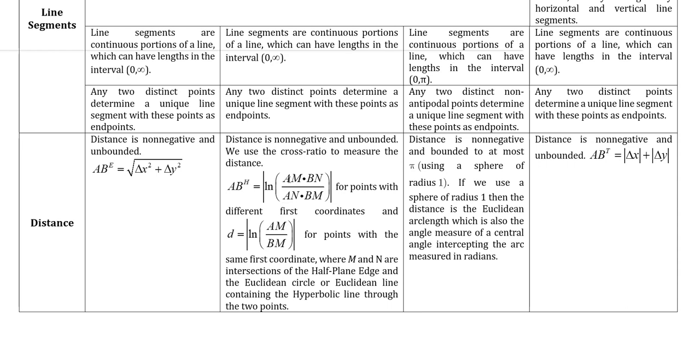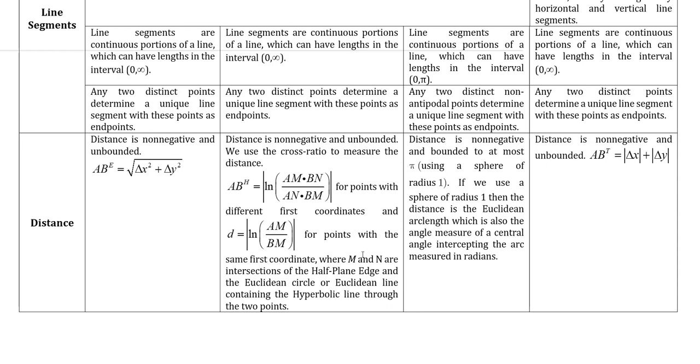Take the Euclidean distance from A to M times the Euclidean distance from B to N, divided by the Euclidean distance from A to N times the Euclidean distance from B to M. Then take the log of that and then take the absolute value, and that gives you the hyperbolic distance. See the earlier videos for a better description of that. This is just a summary.